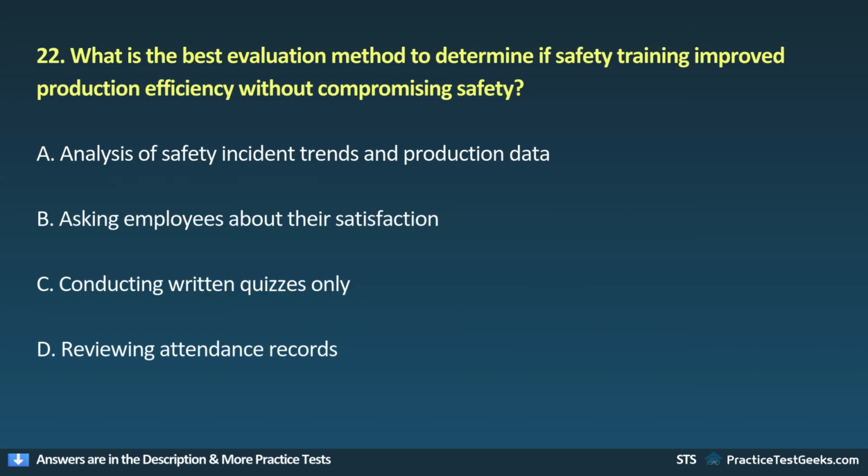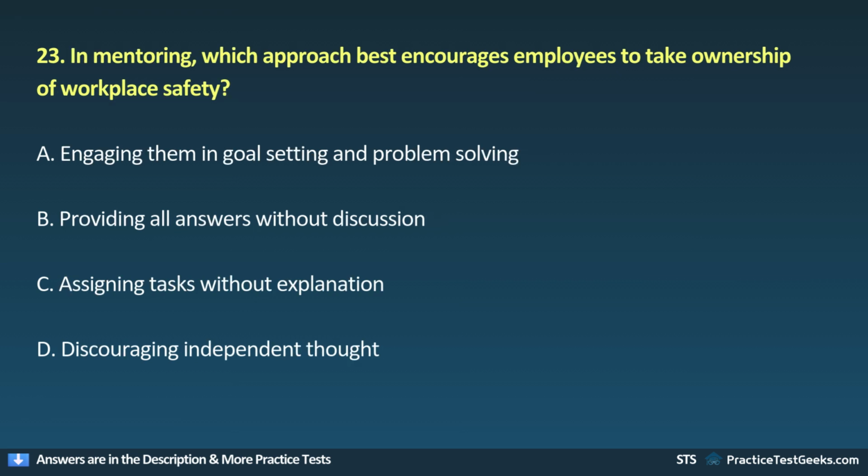22. What is the best evaluation method to determine if safety training improved production efficiency without compromising safety? A. Analysis of safety incident trends and production data. B. Asking employees about their satisfaction. C. Conducting written quizzes only. D. Reviewing attendance records.